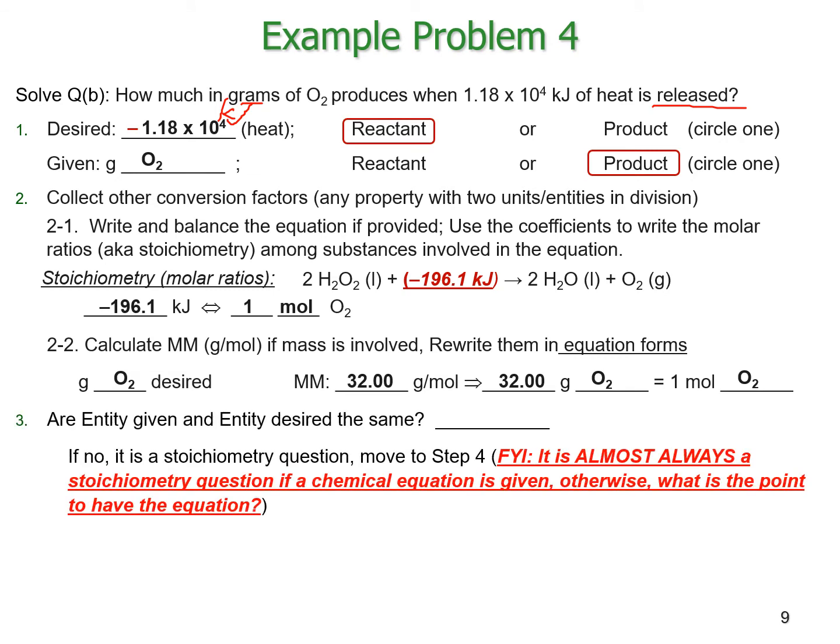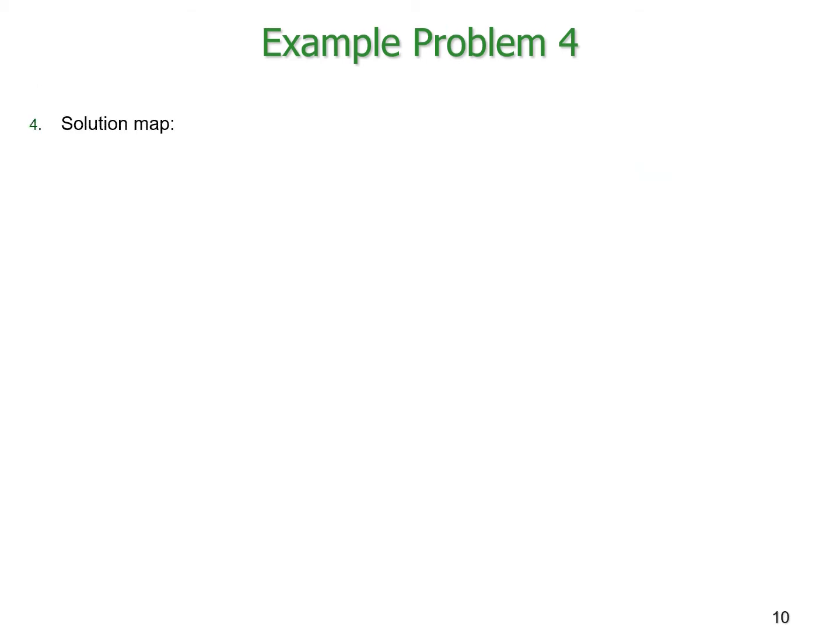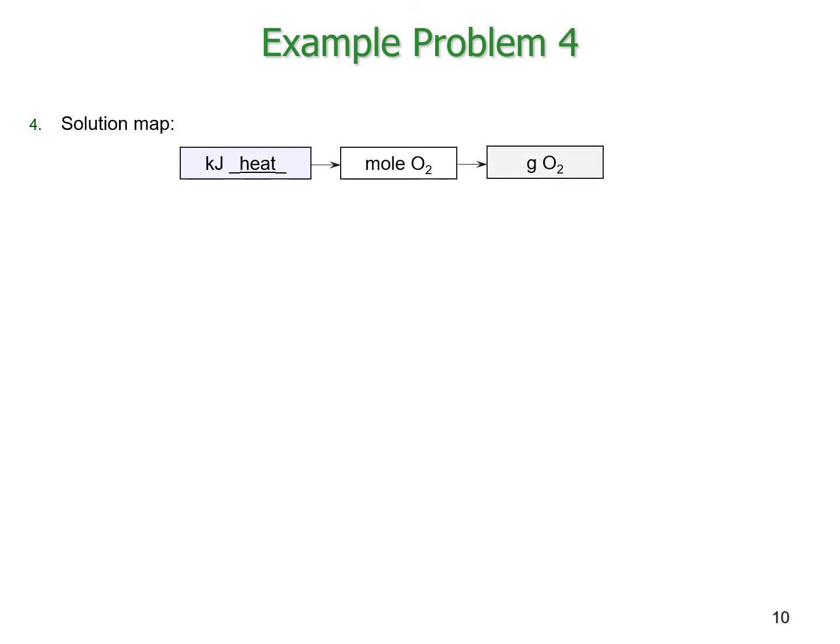As we move on to step 3, we understand that this is a stoichiometry question. As for the solution map, we have kilojoules of heat. Heat is a part of stoichiometry, so that amount of heat should be converted to moles of oxygen. The question asked for grams, right? So we just put the grams at the end.